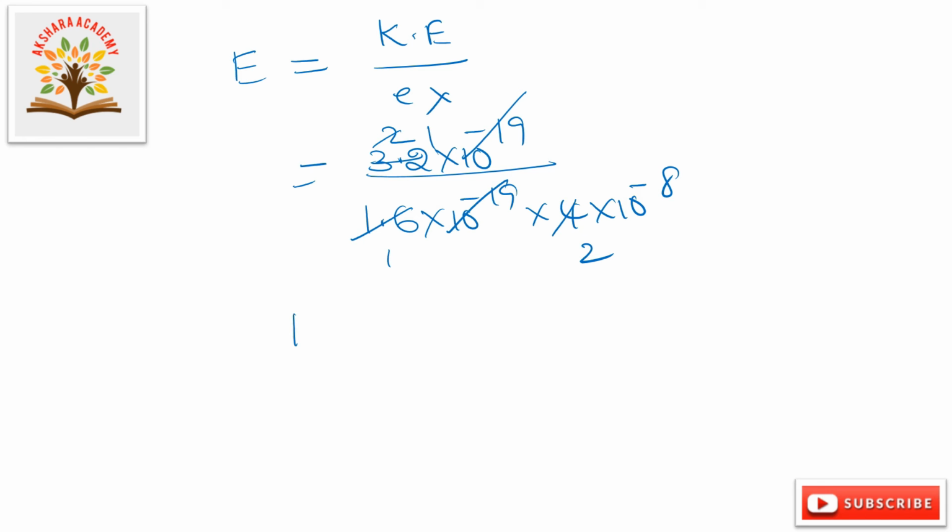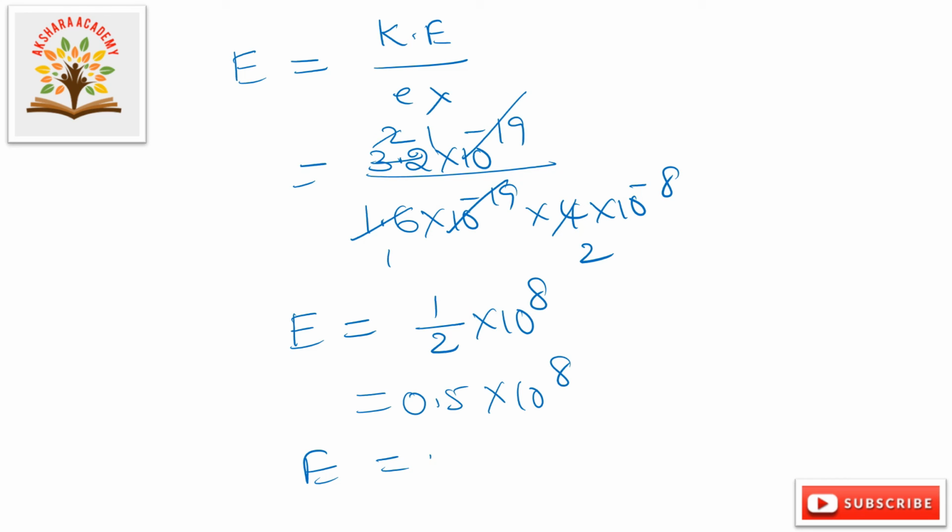So E is equals to, we are getting 1 by 2 into 10 to the power of 8, that is nothing but 0.5 into 10 to the power of 8. So E is equals to, this can be written as 5 into 10 to the power of 7 volt per meter. Okay, this is the electric field. E is equals to 5 into 10 to the power of 7 volt per meter.